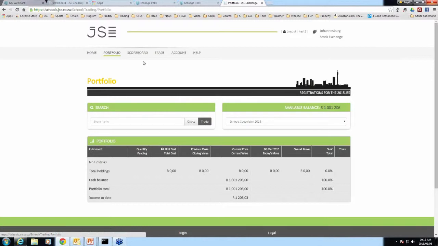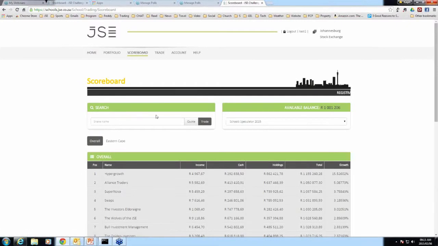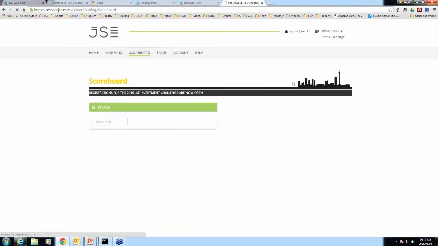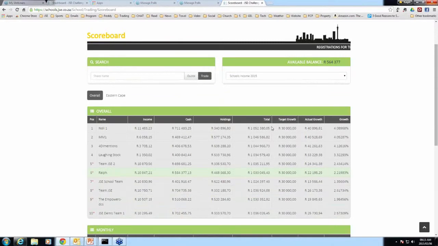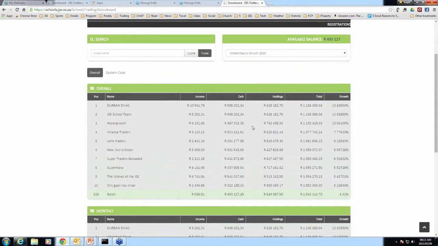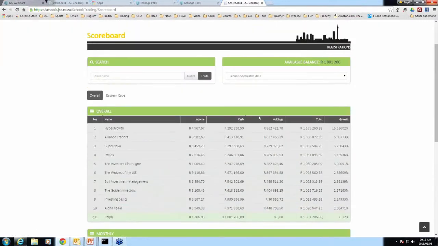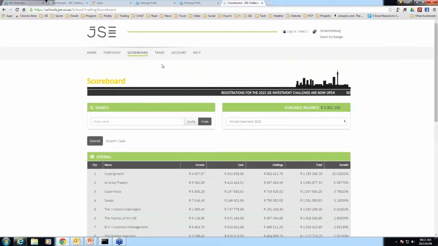This is the portfolio. Very simple to use. This is the scoreboard, where I think everyone will want to go every day. And you can see here, if I'm playing more than one game, if I'm in the income game, I can go see my score on the income game. If I'm playing the equity game, I can see myself in the equity game. And if I'm also registered for the speculator, I can look at that scoreboard too. So you can look at all three scoreboards.